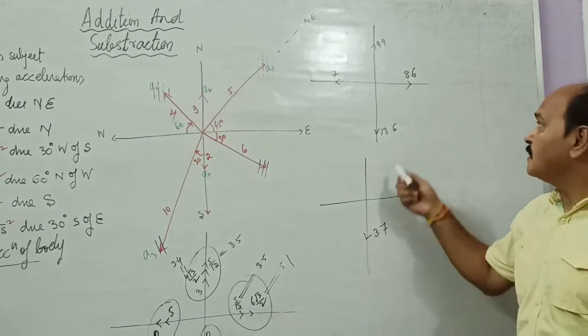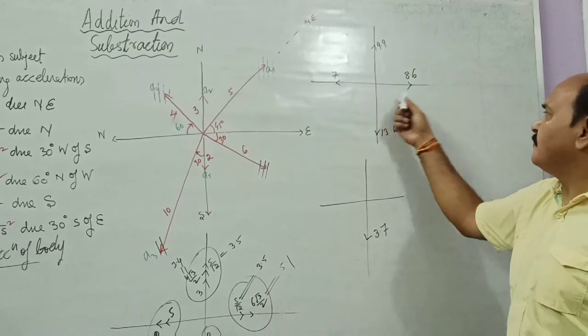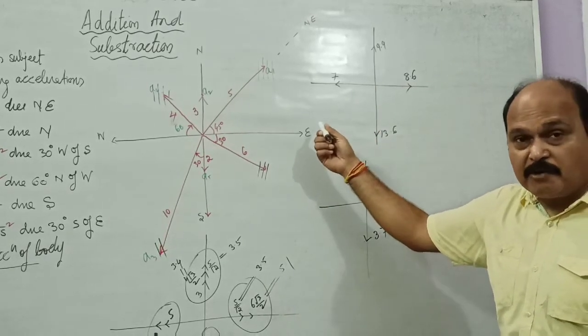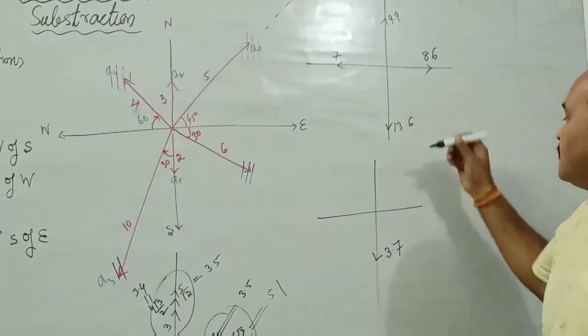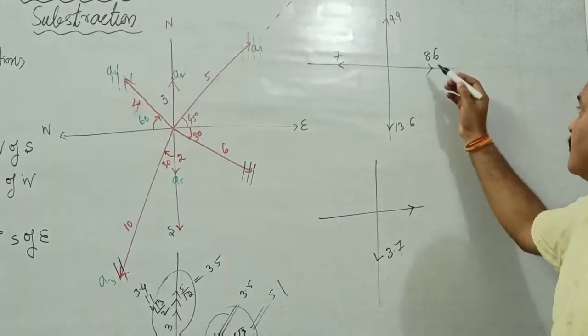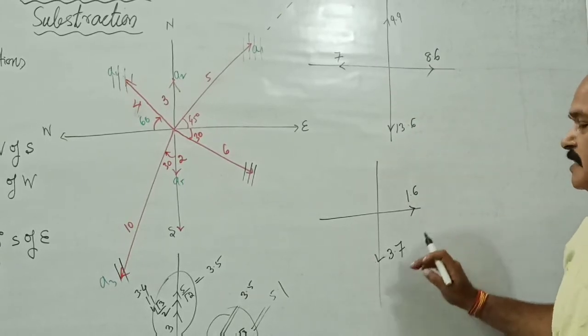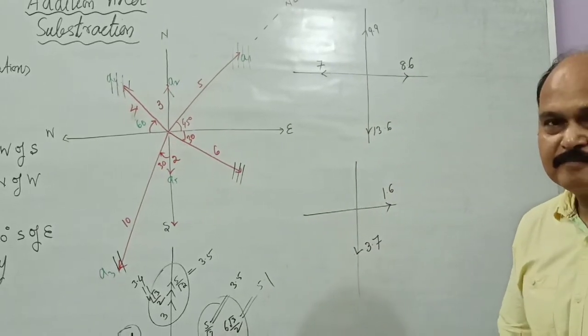Case 2. These two are antiparallel vectors, so their resultant is going to be their difference, and the direction is that of the bigger one. So which one is bigger? This is. And what is the value of the resultant? 8.6 minus 7 is what? 1.6. See, case 2 is applied.